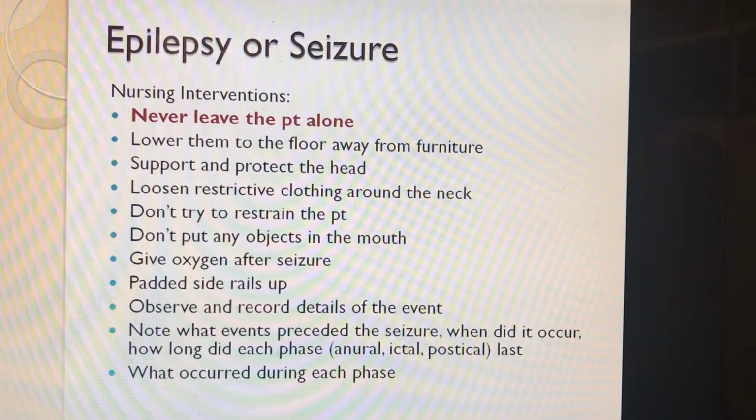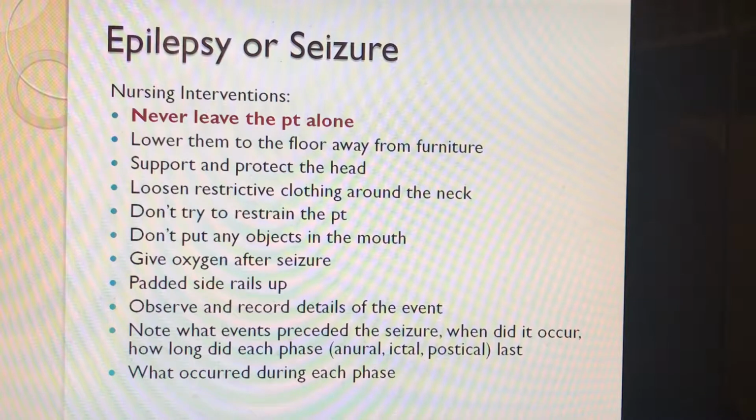So your nursing interventions: number one, never leave the patient alone. You want to lower them to the floor away from furniture. Support and protect the head. Loosen any restrictive clothing around the neck. Don't try to restrain the patient. Don't put any objects in the mouth. Give oxygen after the seizure. You can have padded side rails up. Observe and record details of the event.